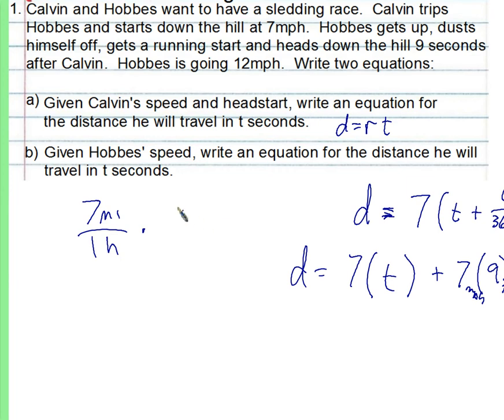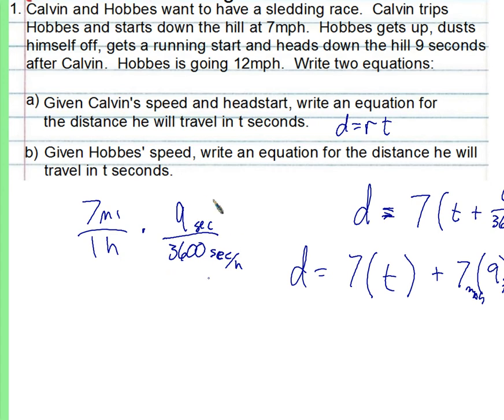It's 9 seconds per 3600. Let's see, 9. It simplifies to 1/400. Okay, what am I trying to say here? How did you get 3600? That's how many seconds are in an hour. Yeah. Oh, okay. Seconds in an hour. Okay.